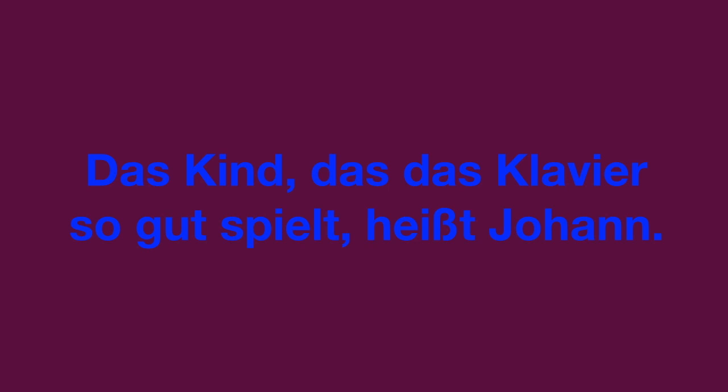Here's another one. Das Kind, das das Klavier so gut spielt, heißt Johann. So it looks weird, you got two das's in a row, but let's think it through. The first das is referring back to the child who plays the piano so well. Das Kind, das das Klavier so gut spielt, heißt Johann.